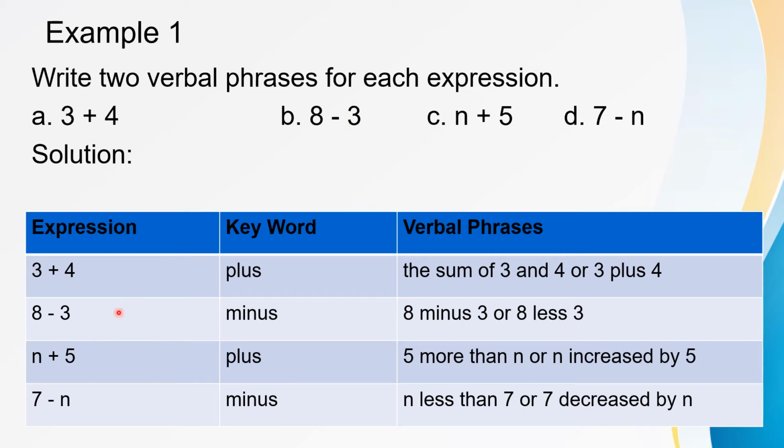For example, 8 minus 3, minus. So, 8 minus 3 or 8 less 3. n plus 5 is plus. So, the keyword is plus. So, 5 more than n or n increased by 5. So, we can use more than or increased. 7 minus n, so it's minus, so n less than 7 or 7 decreased by n.